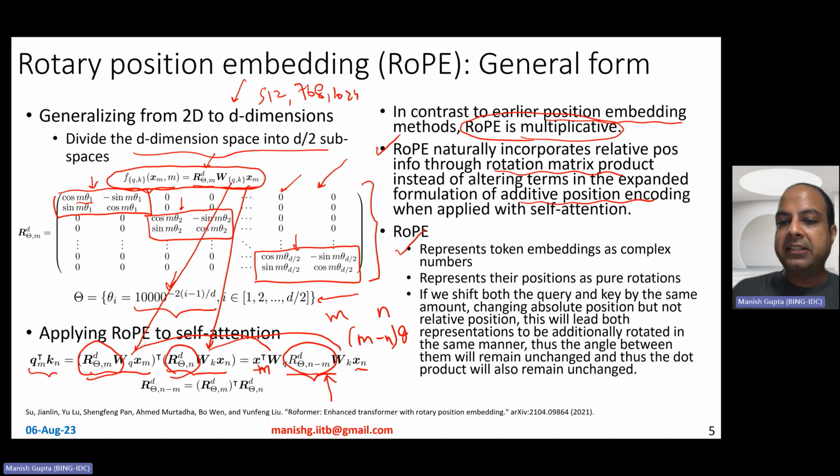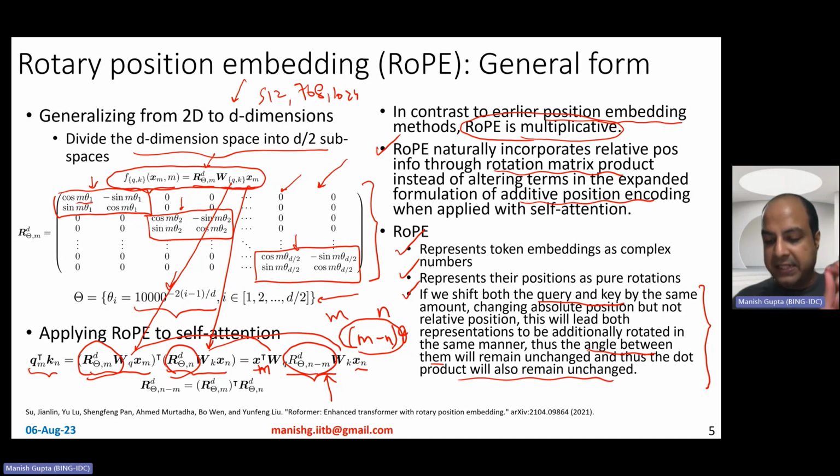So RoPE represents token embeddings as complex numbers. It represents their positions as pure rotations, e^(i m theta), e^(i n theta), and so on. And then the nice idea, a very key intuitive point that does not really require math to understand, is this: you have a query and a key, and they're at some positions m and n. If you shift both query and key by the same amount, m minus n does not change. Since m minus n does not change, the angle between them does not change, and therefore the dot product remains unchanged. That's the nice part.